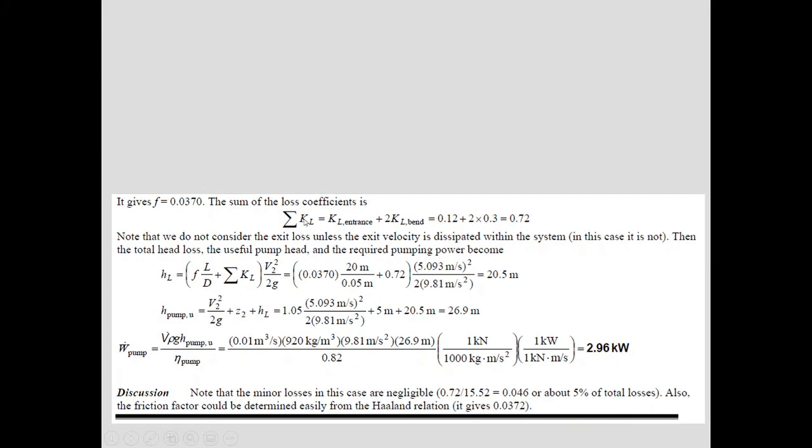0.037. And then for the sum of minor losses, KL is 0.12 for the entrance, and for the bends, there are two bends, 0.3 times 2, 0.72.